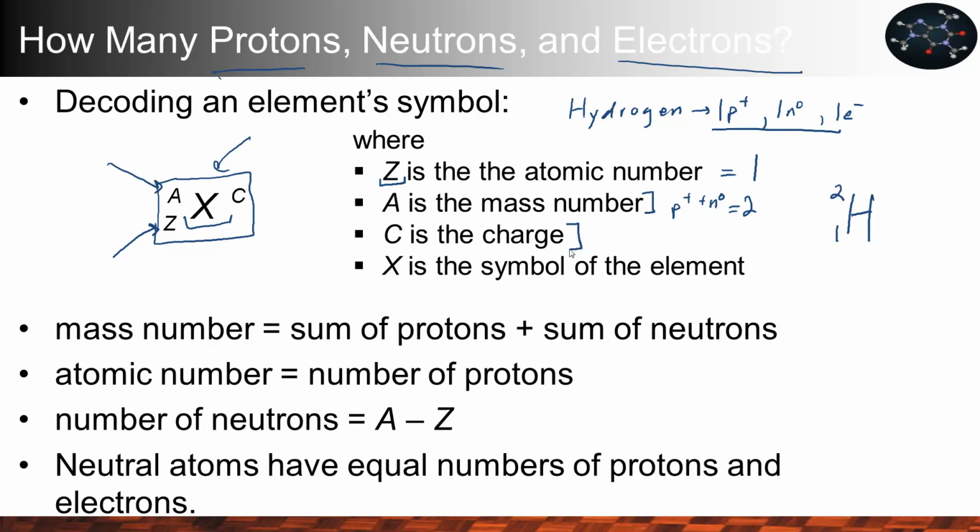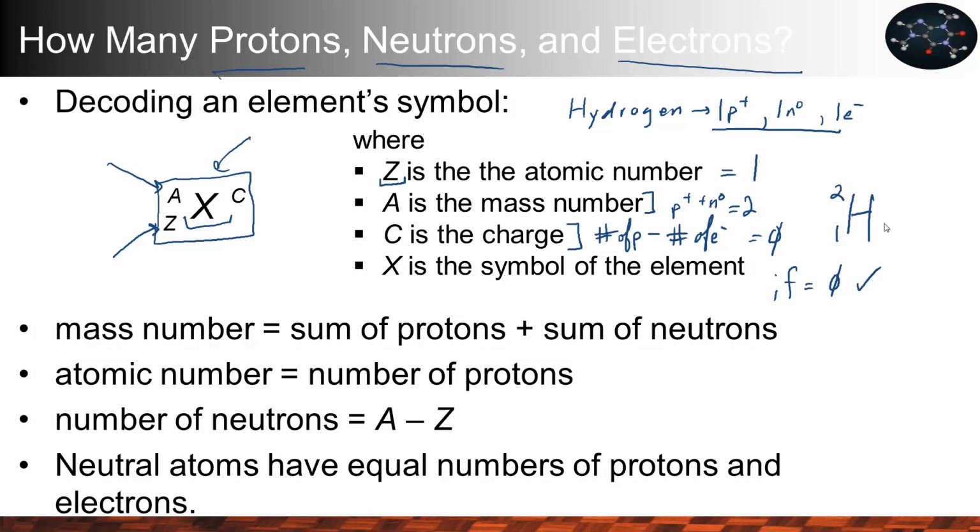And then C is the net charge, right? That's the number of protons minus the number of electrons. Now, this is 0 in this case. Typically, you don't see a 0 in the upper right-hand corner. If it's 0, we're just going to say, yeah, that's the default case. We don't need to specify that. So we won't put anything up there in that case.